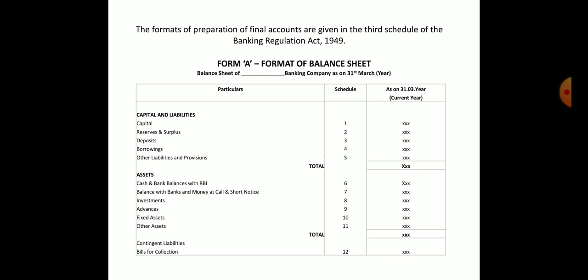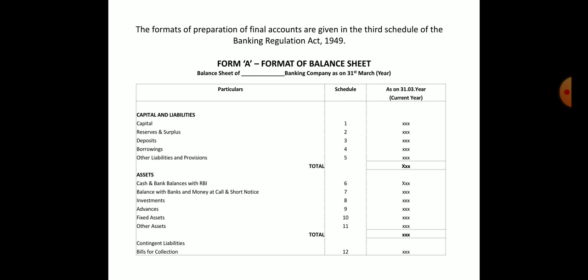Then another point is the SLR, the statutory liquidity ratio. We have to maintain a minimum percentage of time and demand deposits with us so as to meet the liabilities to the customers. So the cash and bank balance with the RBI should be maintained under Schedule 6. Balance with banks, balance with other banks, or money at call and short notice: sometimes a bank gives loans to customers for 14 days or less than 14 days. That is called money at call and short notice, and it should be prepared under Schedule 7.